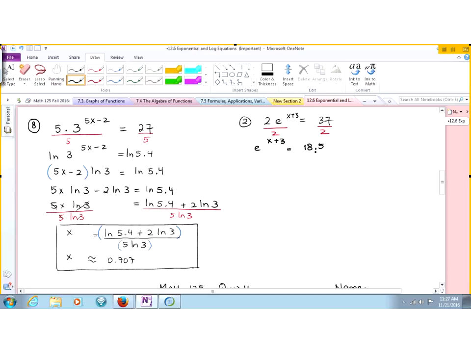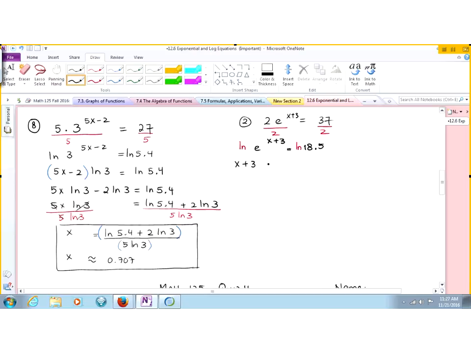Now, can I write e and 18.5 using the same base? No, right? Of course not. One is e, the other one is 18.5. How can you? So I have to bring down the exponent. How do I bring down the exponent? Natural log both sides, so ln both sides. That's how we bring down the exponent.